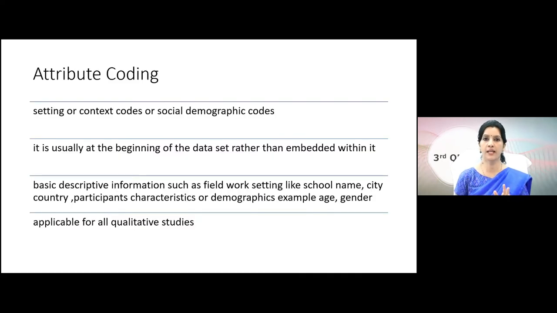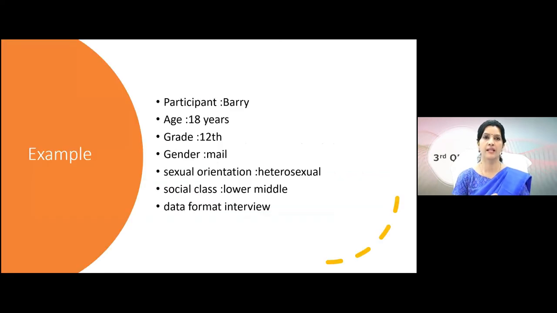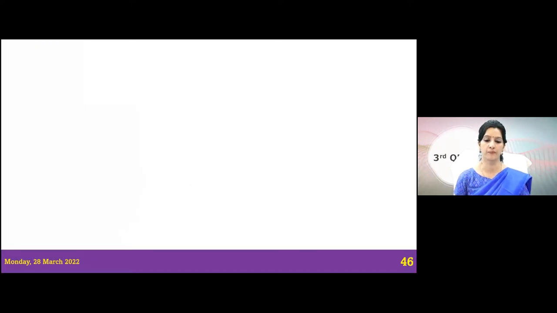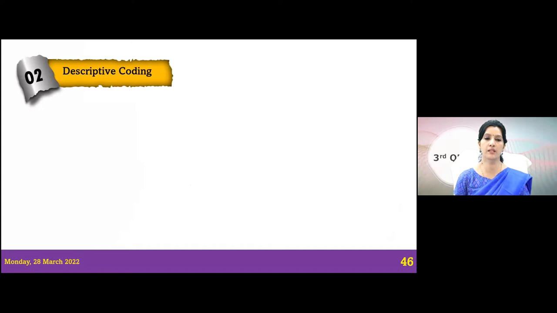Before moving on, this attribute coding is again setting context to codes. And it is again the basic descriptive, the same which we have discussed. An example can be Barry, 18-year-old in the 12th grade, heterosexual, lower middle class. All those things can be there. This is describing a person's attributes, that's why this is attribute coding. The second type of coding is the descriptive coding.